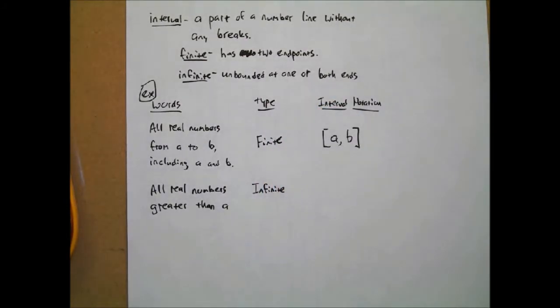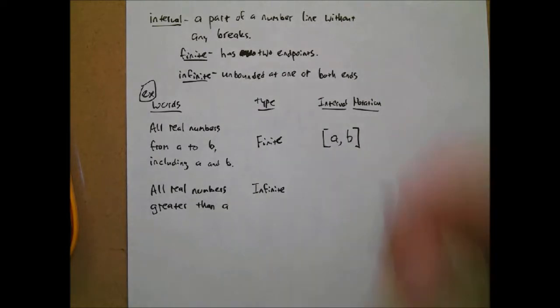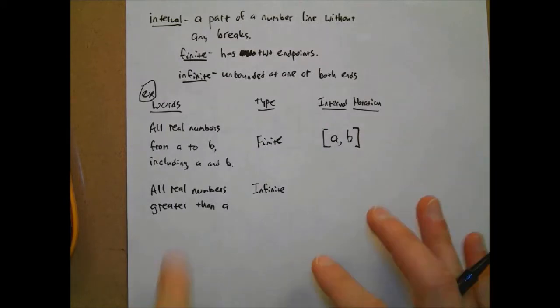Okay. Infinite. Yeah, we've got a starting point, A. We're talking about all the numbers greater than A. How many numbers are greater than A? An infinite number of numbers. So this is an infinite interval here. For this interval, we're talking about all real numbers greater than A.